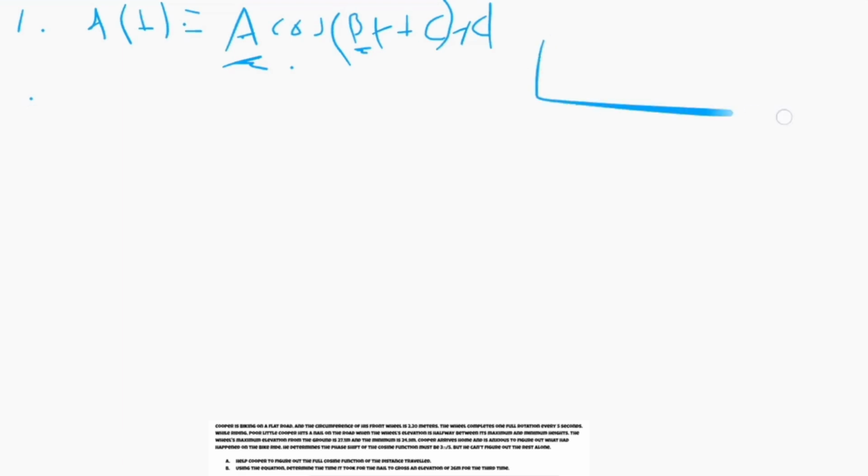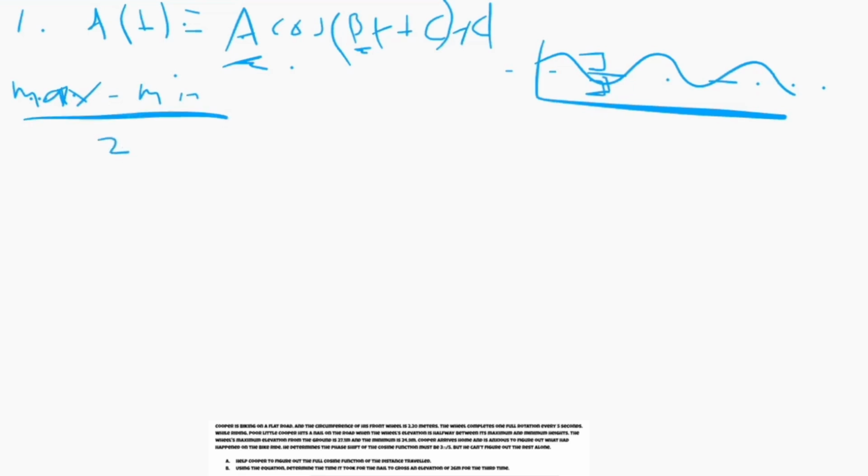Now to start, we want to find the value of our A, or our amplitude. If we look at our parent function, amplitude is the distance between the max and the min from the midline, or the middle. To find that, we do our max minus our min, divided by 2. Our max in this situation is 27.1, and our min is 24.9. If we subtract those and divide by 2, we get a value of 1.1, which is the number that goes into A.